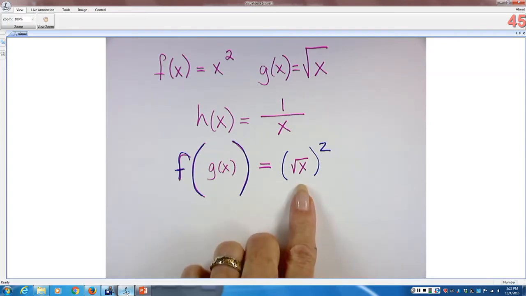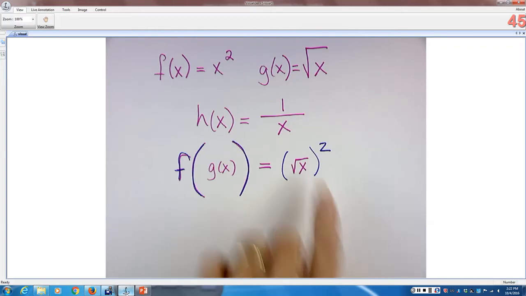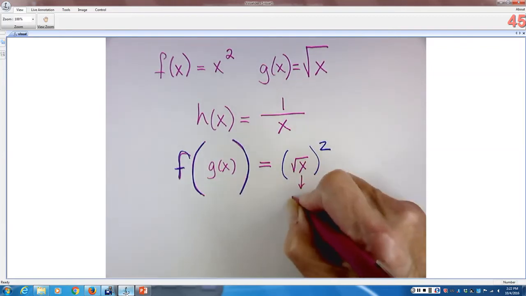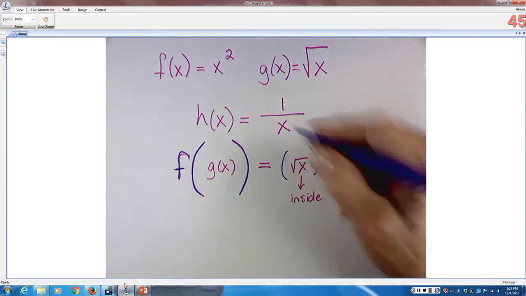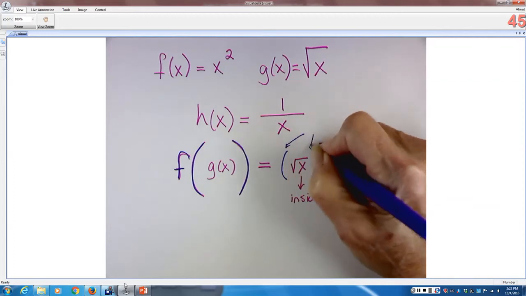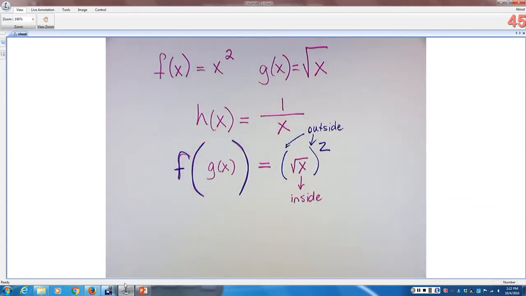What's the inside function? What got dropped in? G of x. What's the outside function? What's g of x wearing around it? F of x. So this is the inside function. This is the outside function. Okay? Don't try to overthink it.